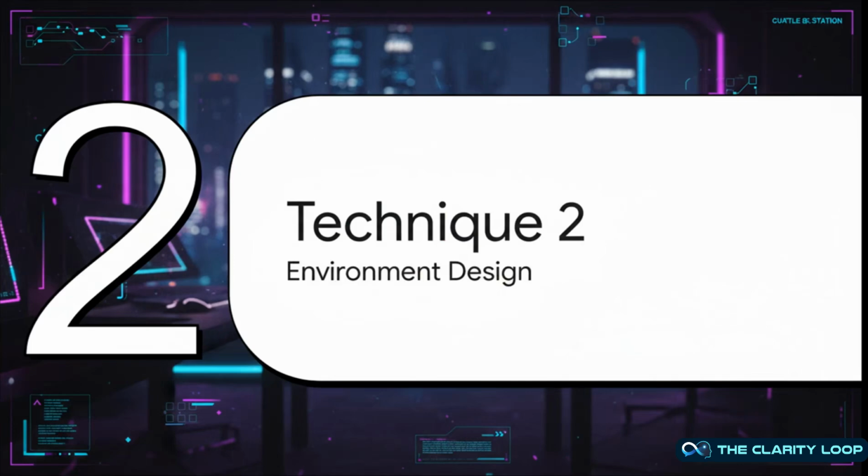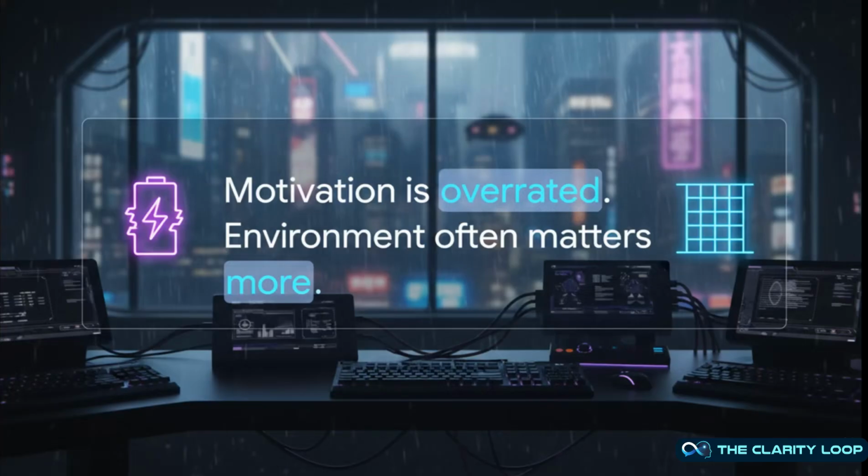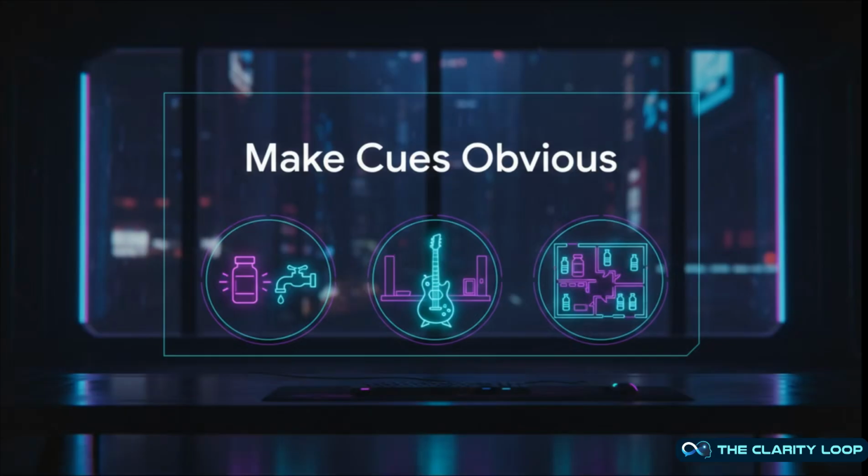Now, our second technique shifts the focus from timing and triggers to the architecture of your environment. The core principle here is that motivation is a notoriously unstable resource, kind of like Wi-Fi in a crowded cafe. Your environment, though, that's the constant, ambient code that's always running in the background, shaping your behavior whether you realize it or not. So the application is to re-engineer your space to make good habits the path of least resistance.